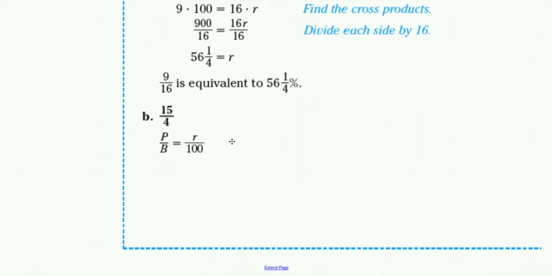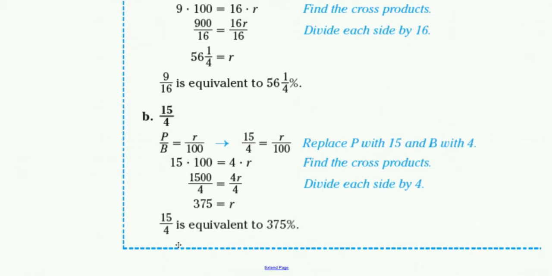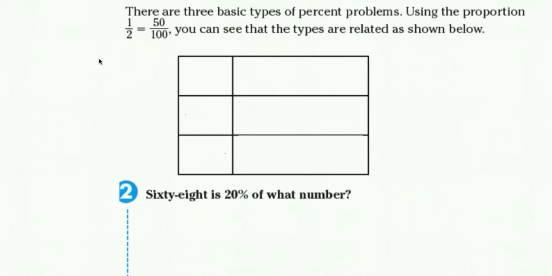And we substitute the values for P and B to be 15 over 4 equals R over 100. Using cross products, we end up with 15 times 100 equals 4 times R. And then 1500 divided by 4. We divide by 4 on both sides so that we undo the 4 on the right side and isolate R. We end up with the value R equals 375. So 15 over 4 is equivalent to 375%.